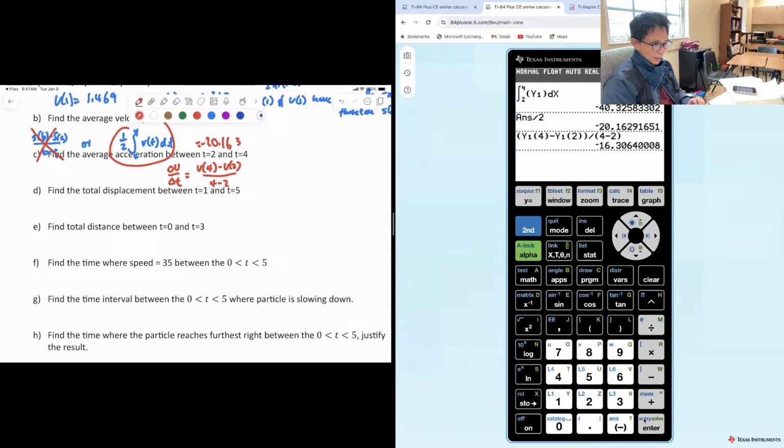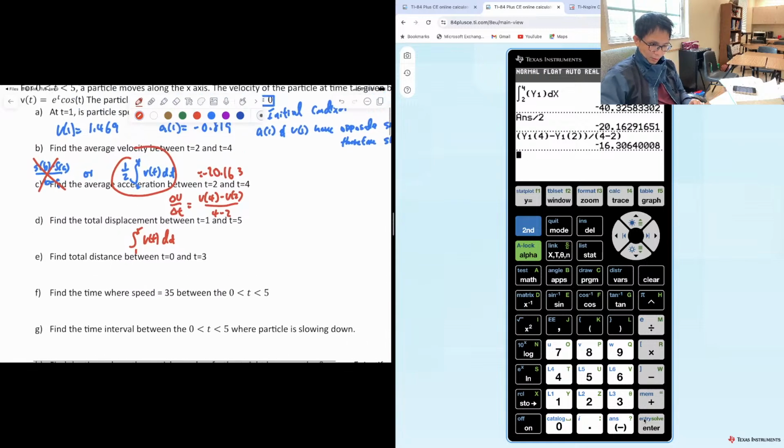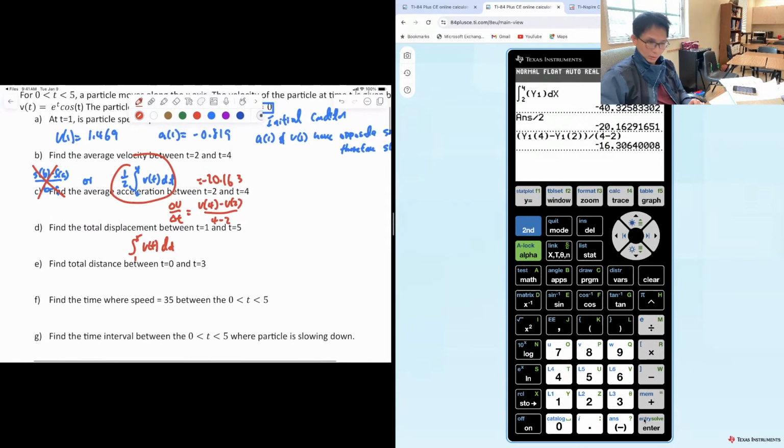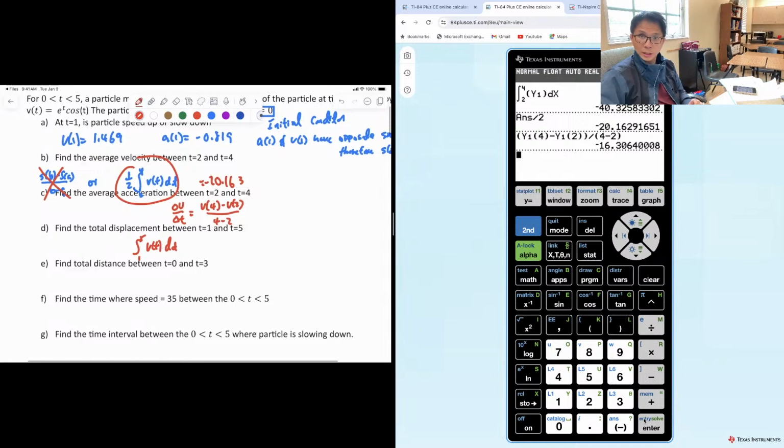Okay, total displacement. How do you get total displacement? Well, total displacement is going to be the integral between 1 to 5 of v of t dt. And it looks very, very close to this one. So I'm going to be lazy. I don't want to type this again. I just go up to that, and I'm just going to change it to between 1 to 5.